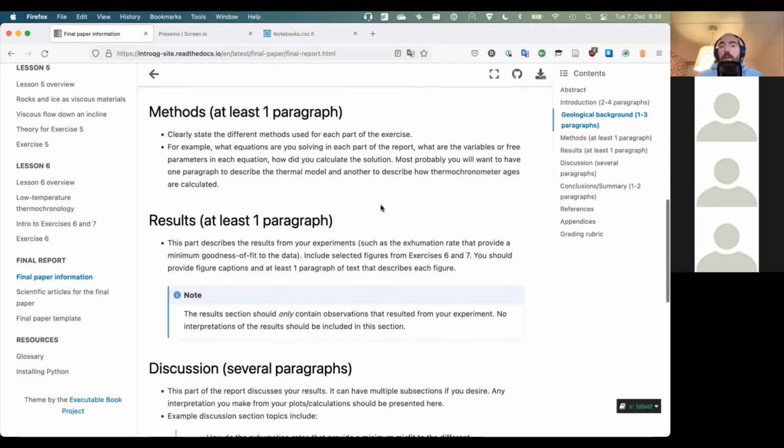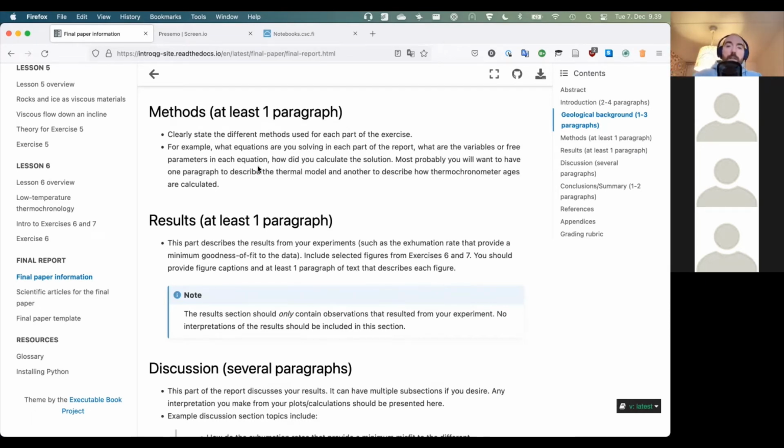Then for the methods, you can basically talk about the computational part. So this is a little bit about the code that you have. So, what equations are solved. If you're going to do something with the heat transfer equation, which we will, you might want to mention what equation is solved for calculating heat transfer, and any other relevant equations like the chi-squared misfit equation. The description of what your code does is essentially what goes here in the method section.